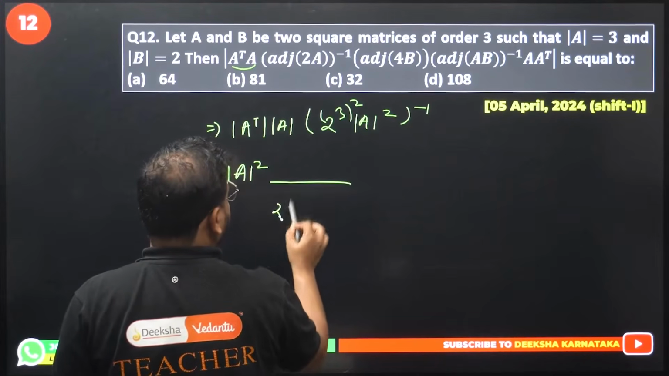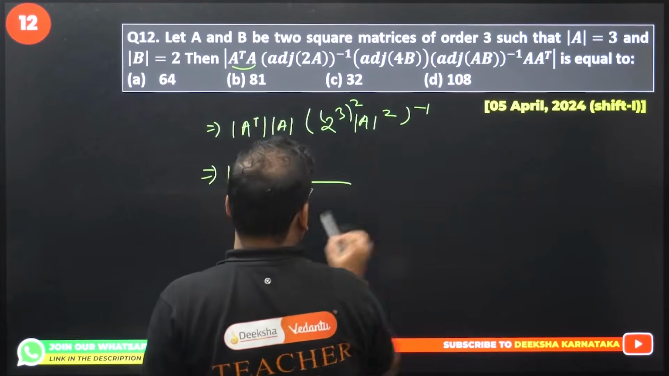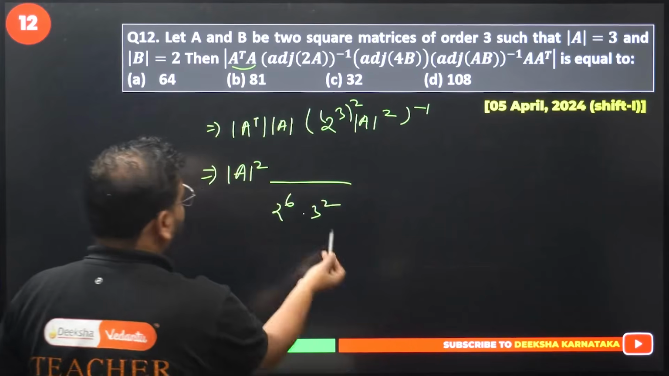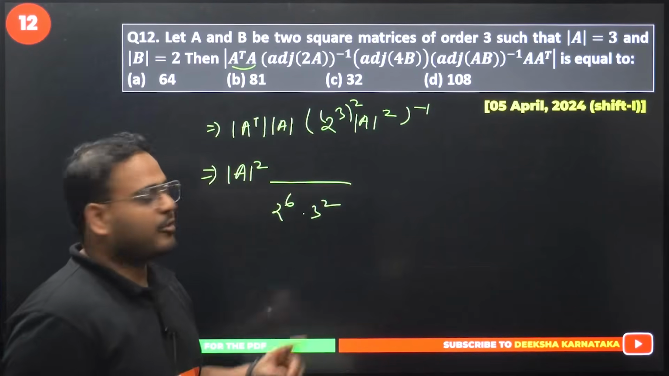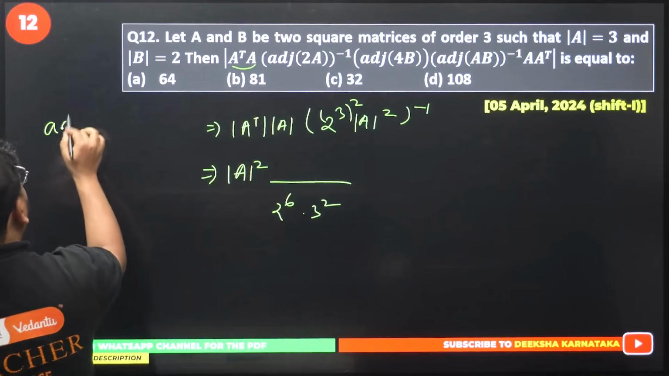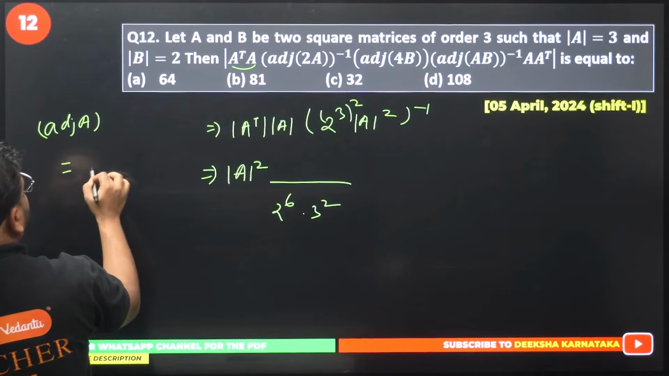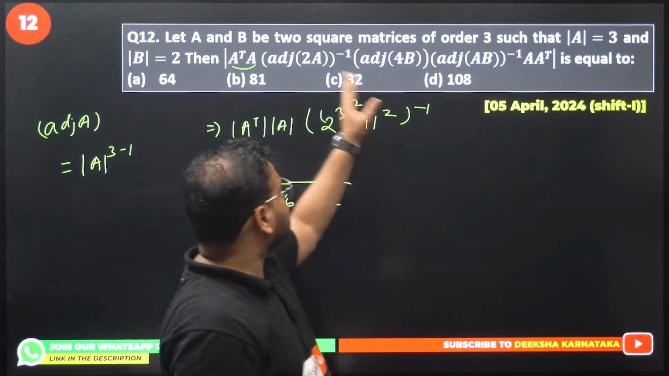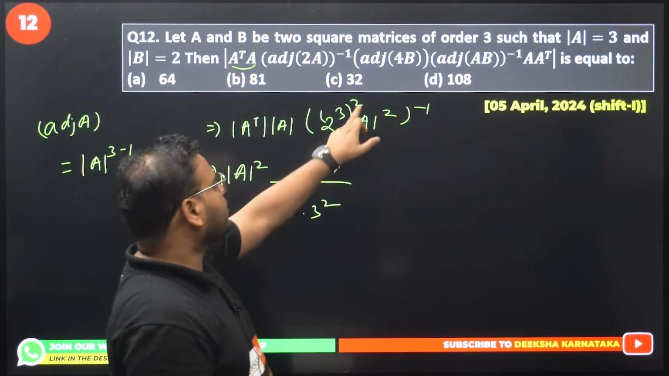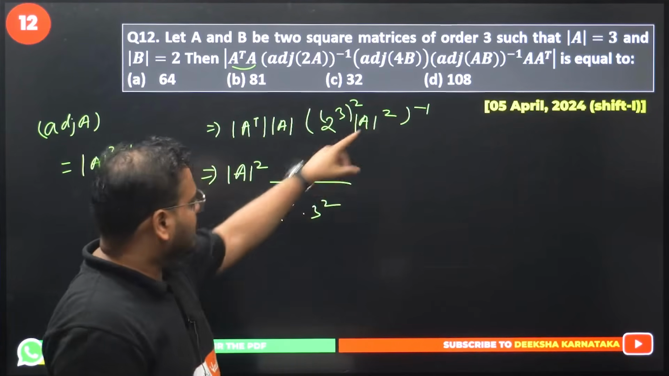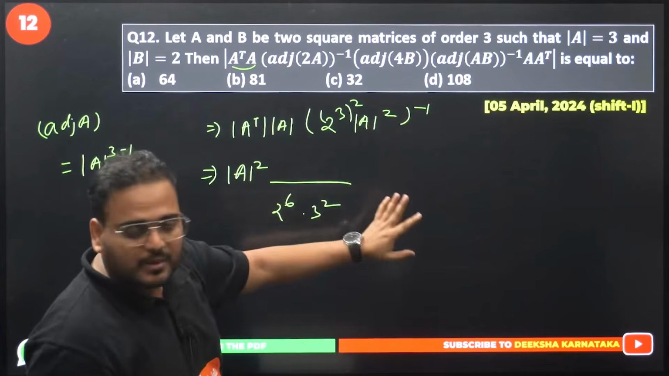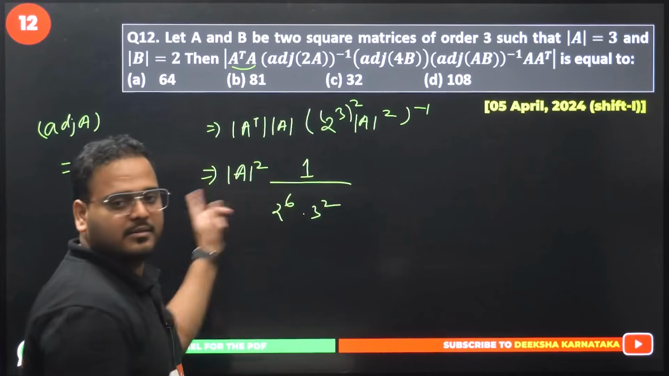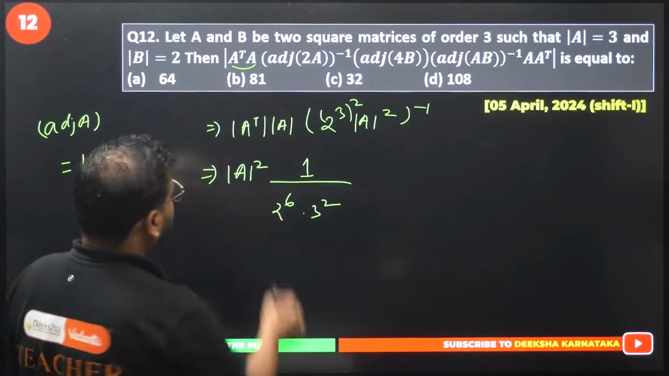So we have 2 power 6, and the determinant of A is how much? It is 3, so 3 square. Okay, 2 power 6 and 3 square. Got it? We have one adjoint, right? Remember this property: the determinant of adjoint of A is the determinant of A power (order minus 1), that is 3 minus 1, which is 2 only. So that power 2 will come for the constant as well as the determinant value. Both have the power of minus 1, which means the inverse applies, hence the denominator. There's a product of this. Have a look, we can cancel these two.